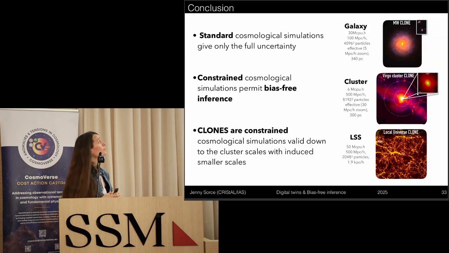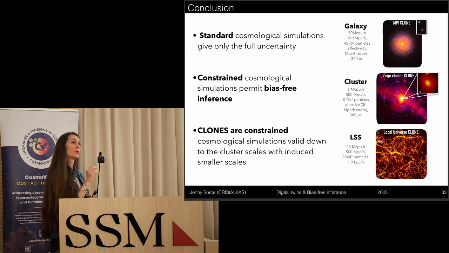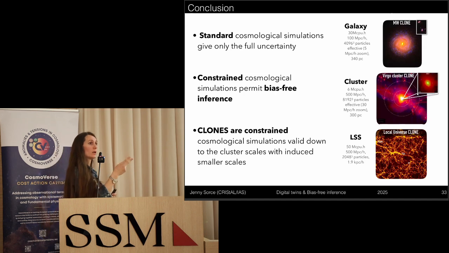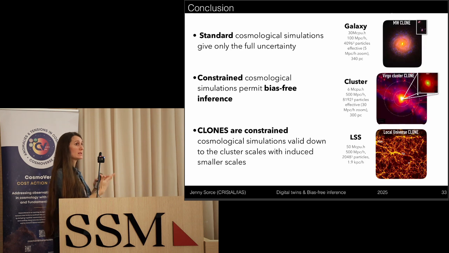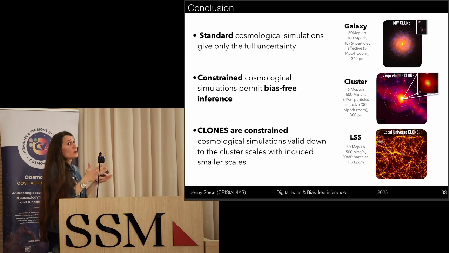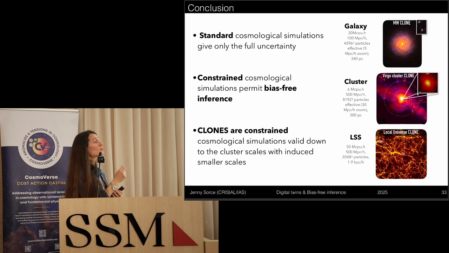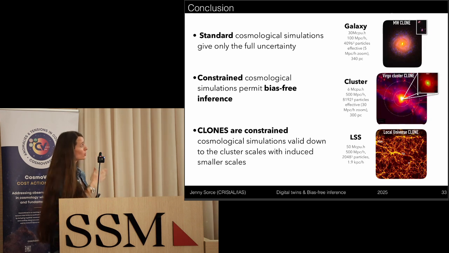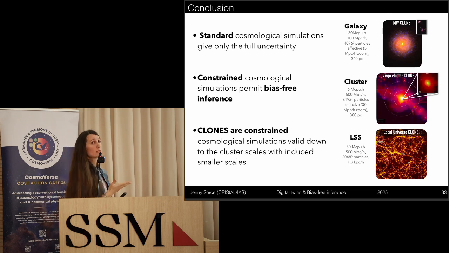So if I summarize everything I have said, we have standard cosmological simulations to have full uncertainty on our cosmological parameters. Remember, there are two parts. You have the uncertainty that you can get from your measurements, but you also have a systematic that you need to take into account. And this you can get from standard cosmological simulations. But if you want to remove or reduce them, the only way to go is to use constrained cosmological simulations, so you exactly have what you observe in your simulation. So you can take care of all the biases. And clones are one example of constrained cosmological simulations.